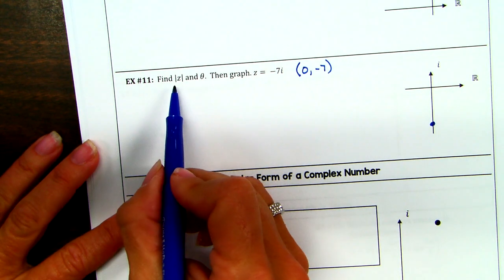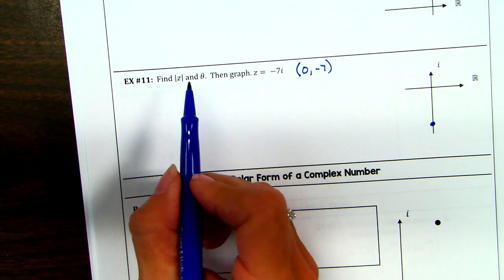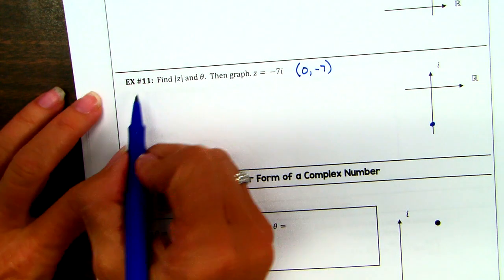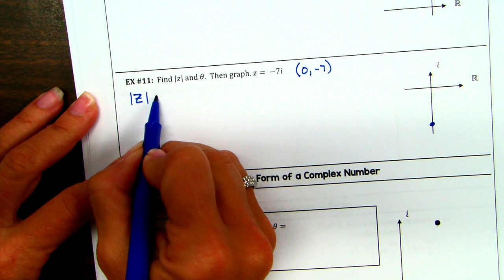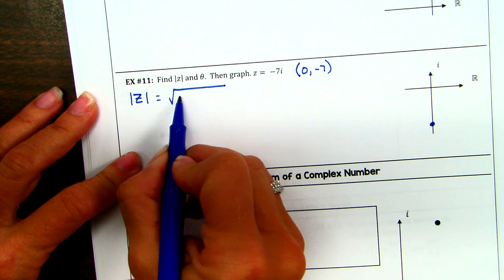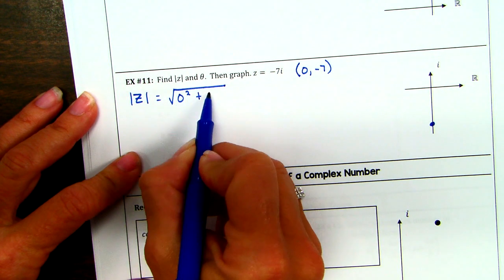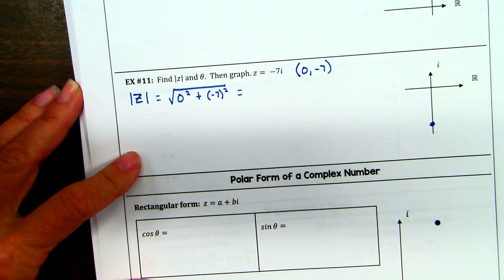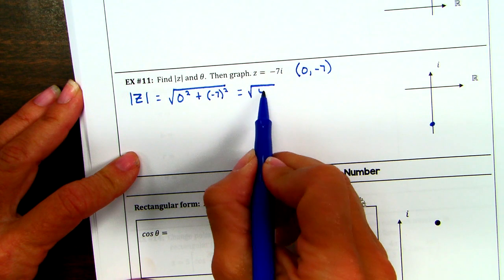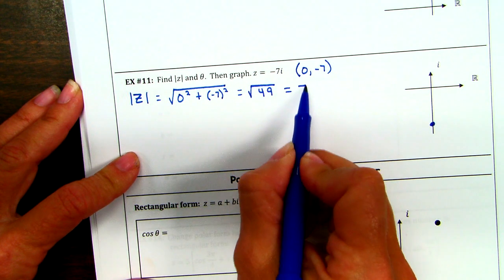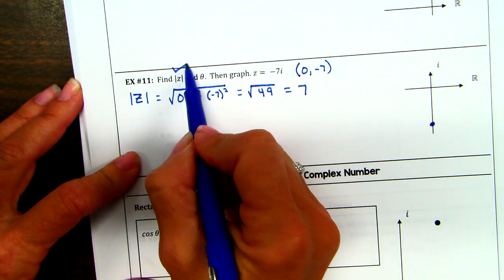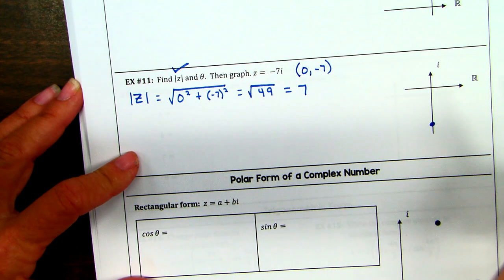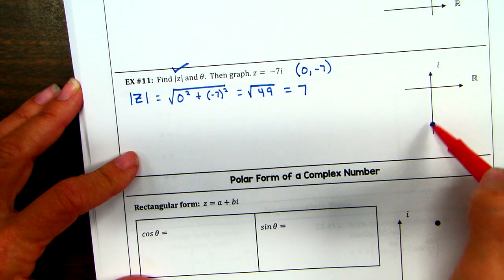All right, now let's find the absolute value of z. Remember, the absolute value of z is just a squared plus b squared, then find the square root of it, okay? So the absolute value of z would be the square root of a squared plus b squared, which is the square root of 49, which is 7. Okay, we found that. That should make sense. Going down 7.